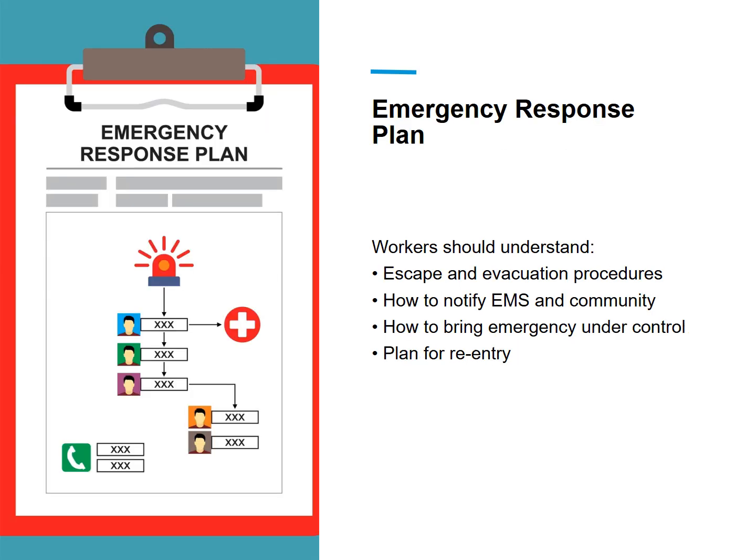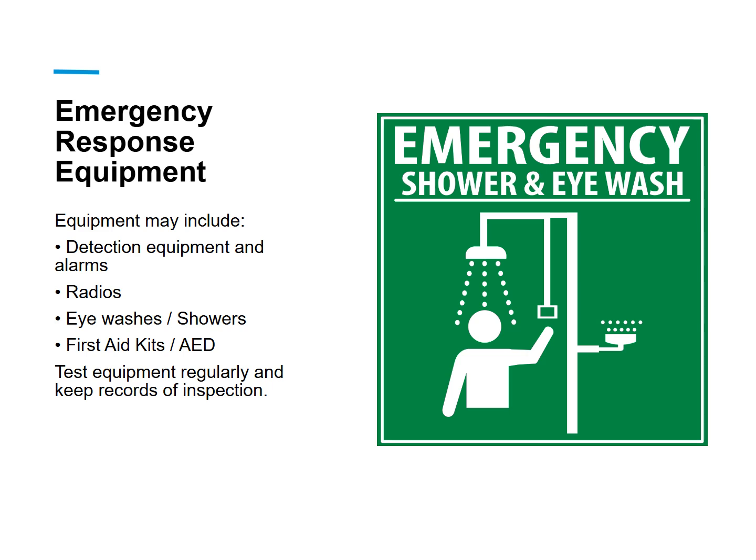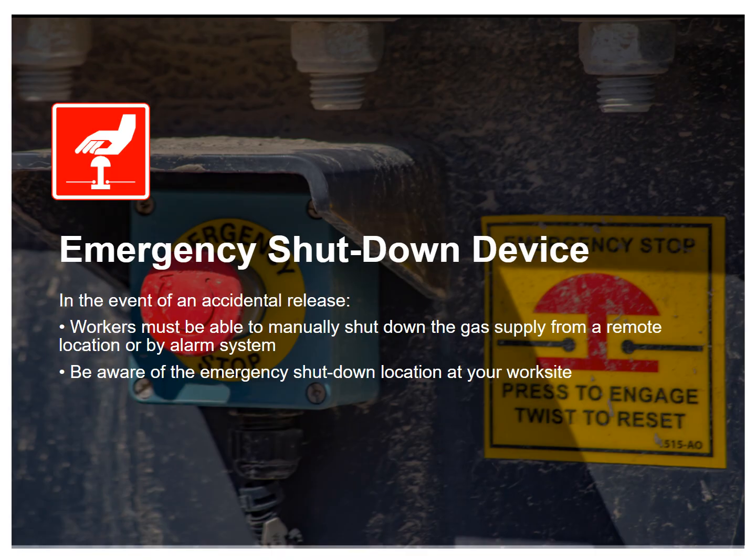Workers should understand escape and evacuation procedures, how to notify EMS and community, how to bring the emergency under control, and plan for re-entry. Ensure your emergency response equipment is ready. Equipment may include detection equipment and alarms, radios, eye washes and showers, first aid kits, and AED. Test equipment regularly and keep records of inspection. In the event of an accidental release, workers need to be able to shut down manually the gas supply from a remote location or by the alarm system to stop the flow of gas. Be aware of the emergency shutdown at your worksite.